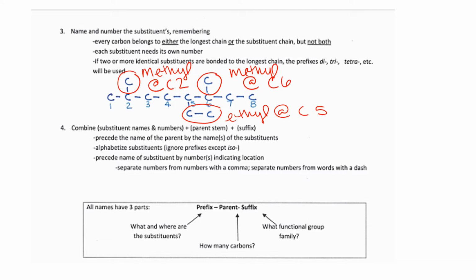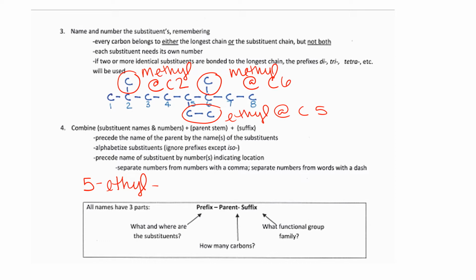If there are two of the same substituent, like we have here, the two methyls, we're also going to include the prefix di for 2. And when we list these, we decide what to list first alphabetically. Alphabetically, ethyl comes before methyl, so I'll write it first. First I'm going to write the location of that ethyl. It's on carbon 5, so I write 5-ethyl.